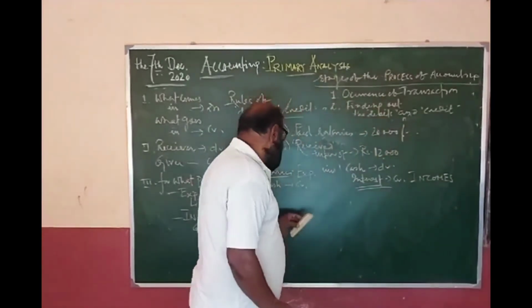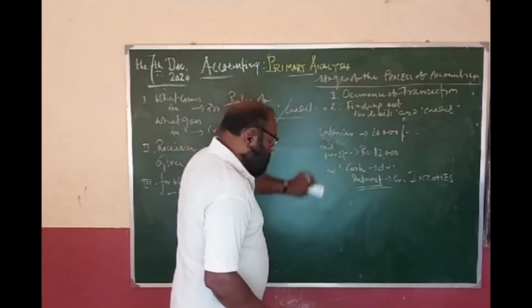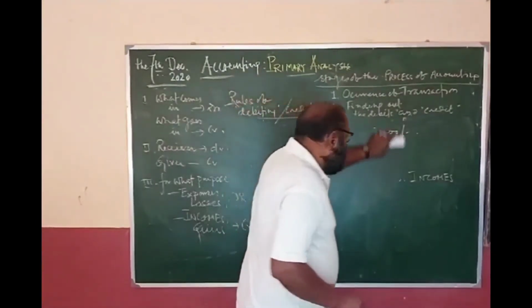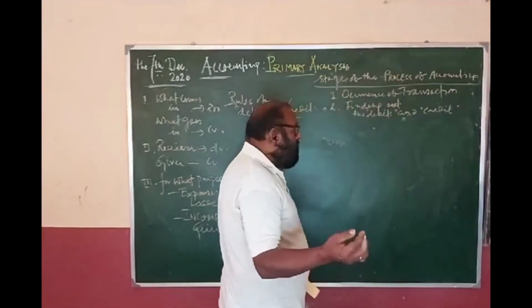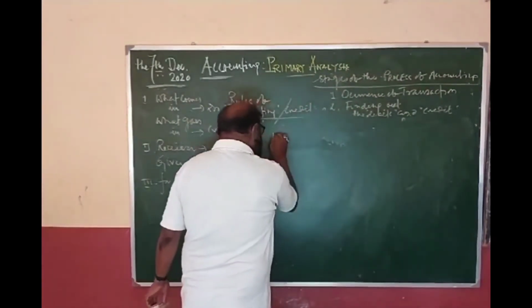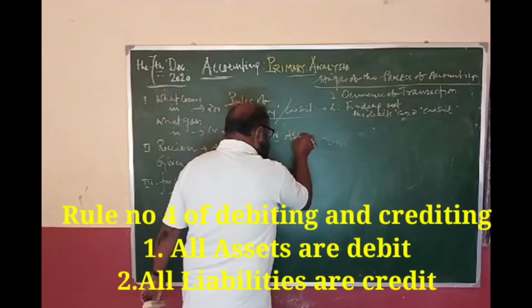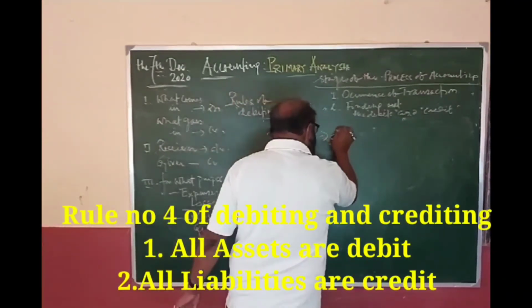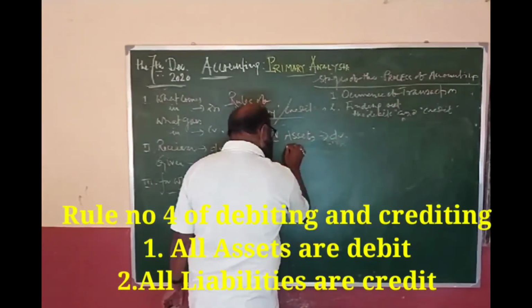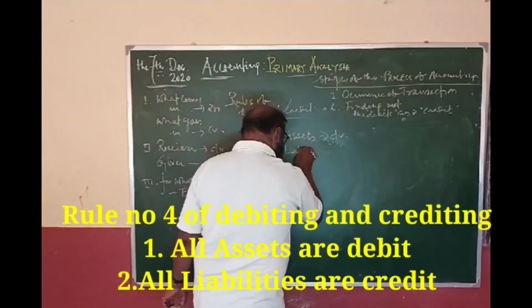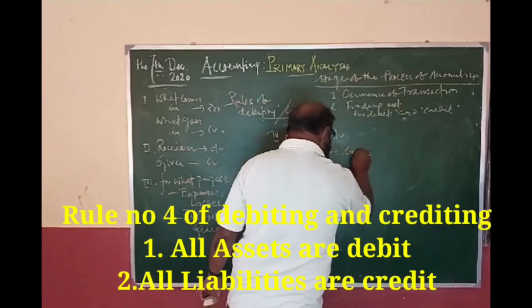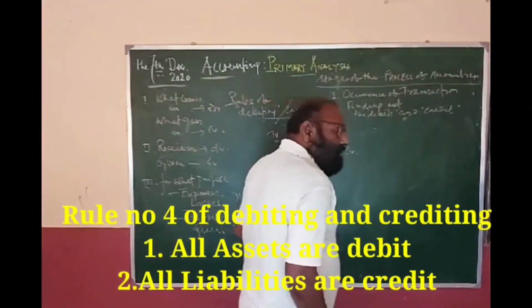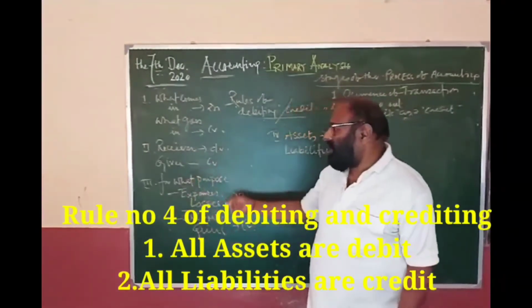And from this, we can easily derive another rule. I will be discussing the process of finding out some, by generalizing, I will find it. The fourth rule is all assets are debited. Just go on taking it in your notes. Later on, I will go on discussing. So assets are debited and liabilities are credited. Although these are the byproducts of this.